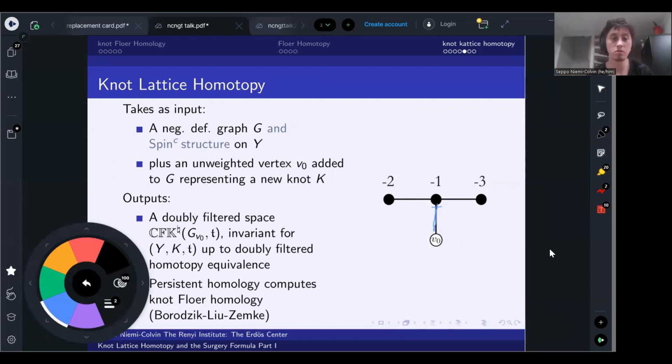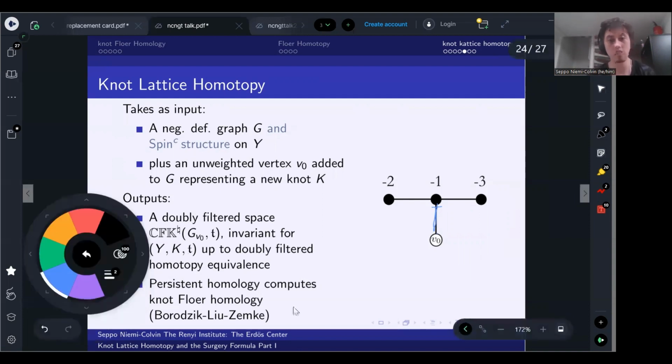This outputs a doubly filtered space, a doubly filtered cube complex, which is invariant for the knot in the three-manifold with the spin-C structure up to doubly filtered homotopy equivalence. And Bodnár, Ozsváth, Zemke showed for the persistent chain complex that it computes knot Floer homology. They in fact did this for a broader case of links, but that has not been entirely specified yet.